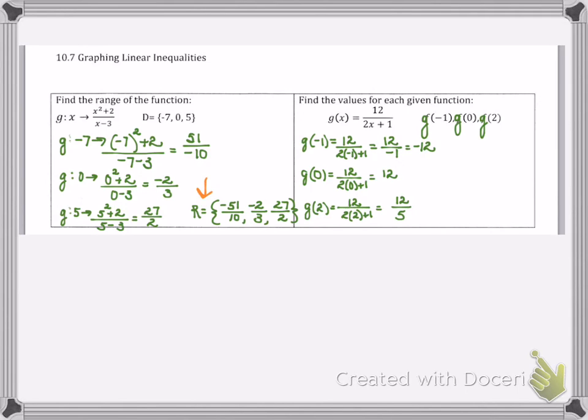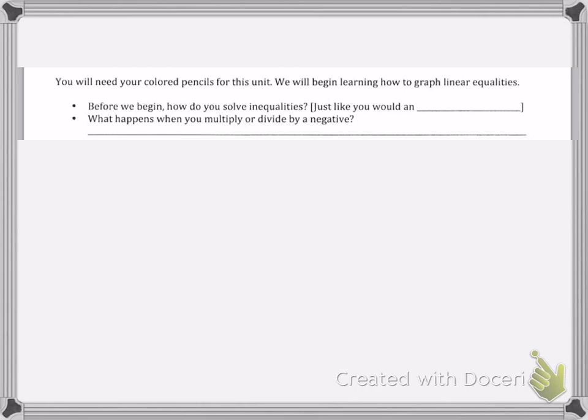For the second warm-up question, just make sure that you made that correction. It should be G of -1, G of 0, and G of 2. G of -1 is -12, G of 0 is 12, and G of 2 is 12/5.